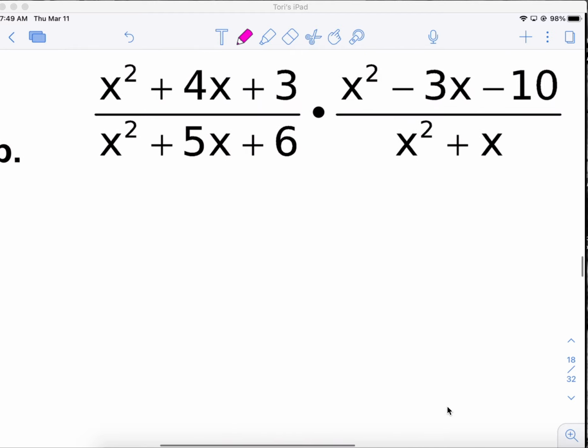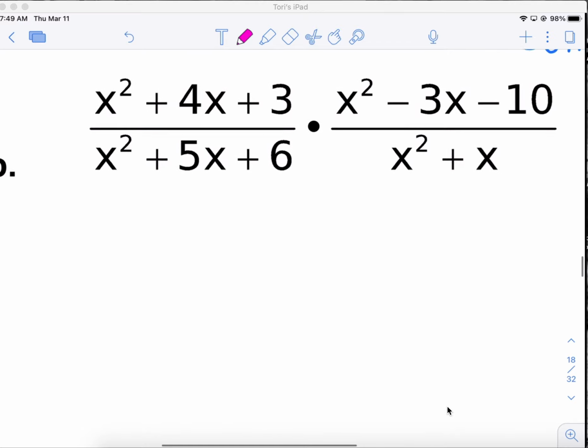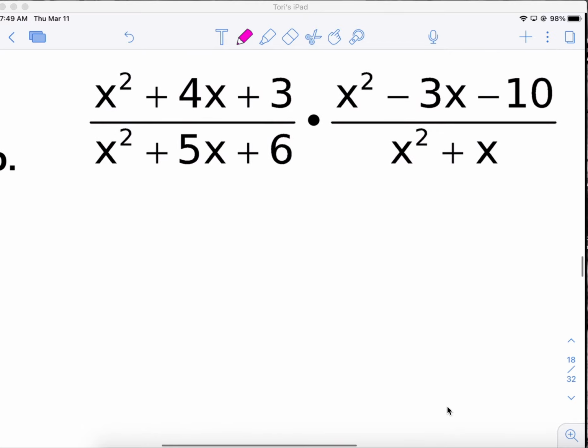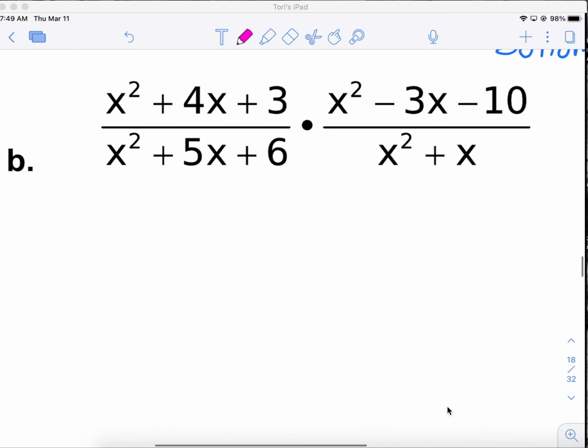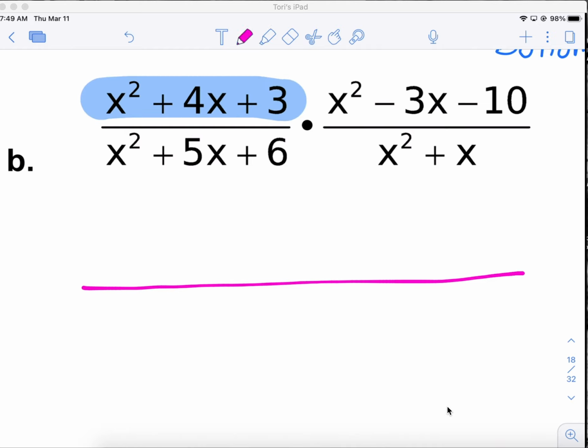For B, B's a little bit longer, so this is where we're going to start employing all of these steps, okay? First thing I'm going to do is draw a big fraction line because I'm going to factor all of this apart, okay? Starting with this one. I'm looking for numbers that multiply to make a 3, add to make a 4. That's going to be x plus 1 and x plus 3.